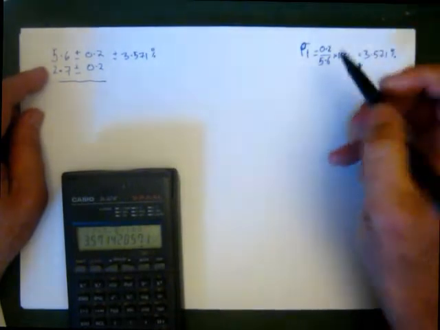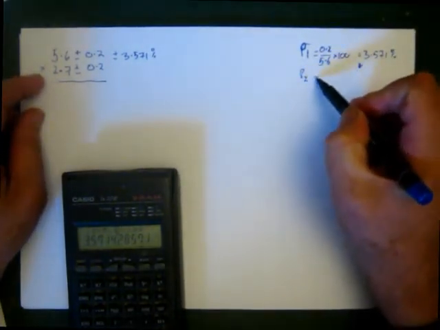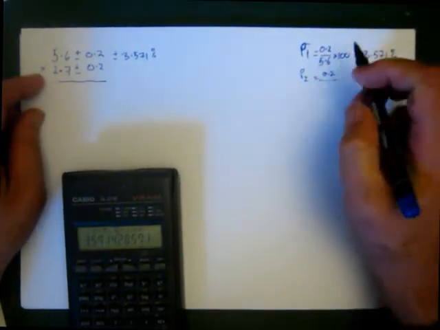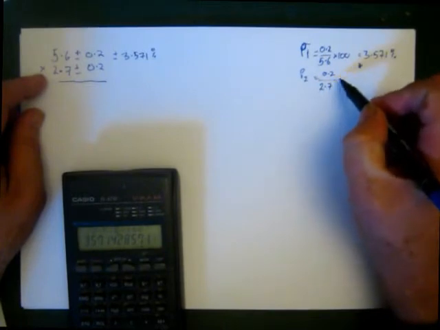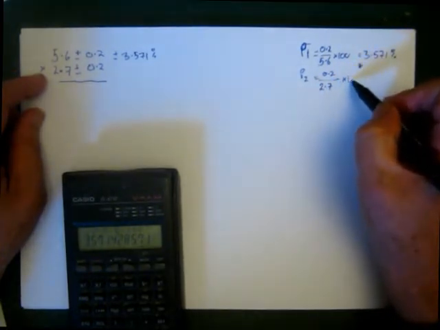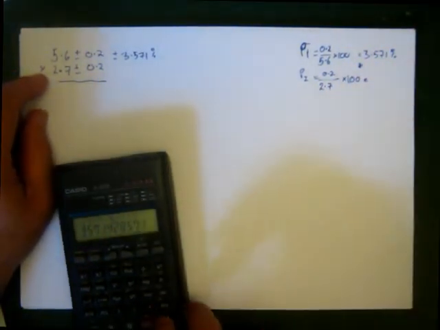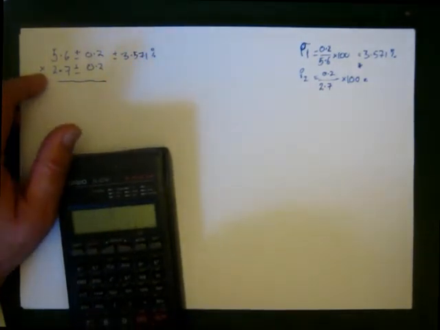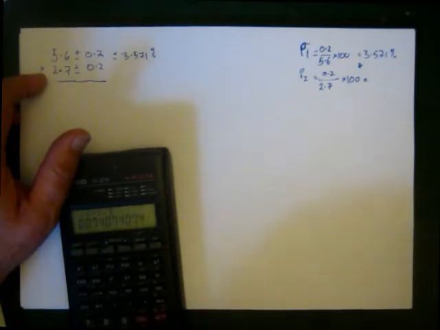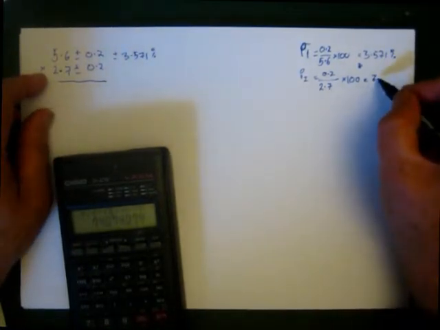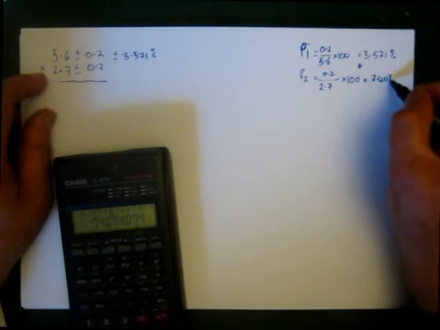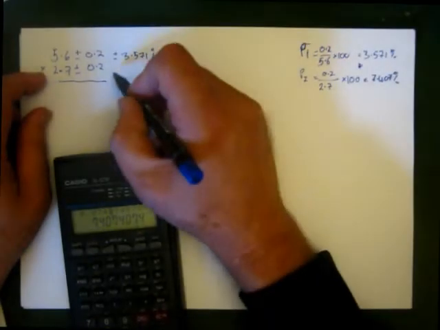3.571%. And then we do percentage 2, that's going to be 0.2 over 2.7, so it's going to be quite a large uncertainty, times 100, equals 0.2 divided by 2.7 times 100 equals 7.407%, plus or minus 7.407%.